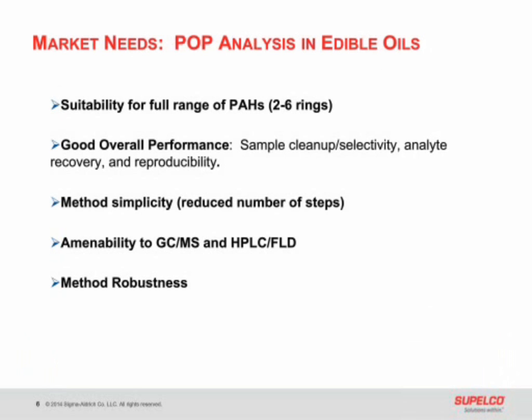As far as the market needs for POP analysis in edible oils, the cleanup must be suitable for a full range of PAHs from 2 to 6 rings, have good overall performance, and this includes sample cleanup selectivity, analyte recovery and reproducibility, method simplicity, amenability to GCMS or HPLC fluorescence, and method robustness.